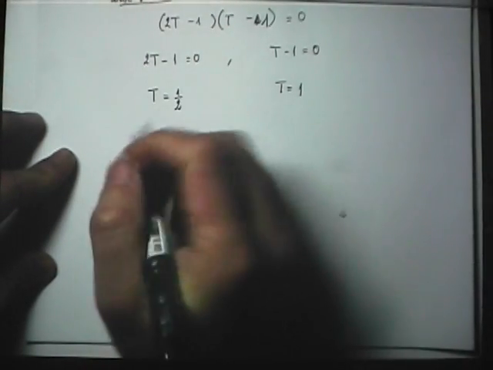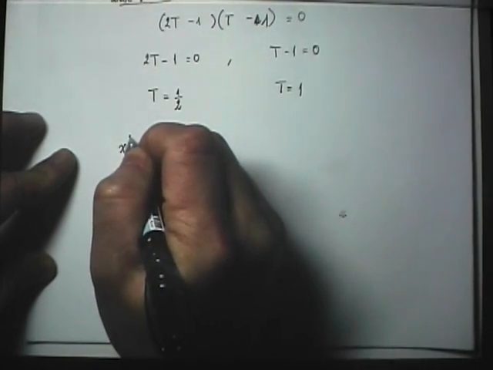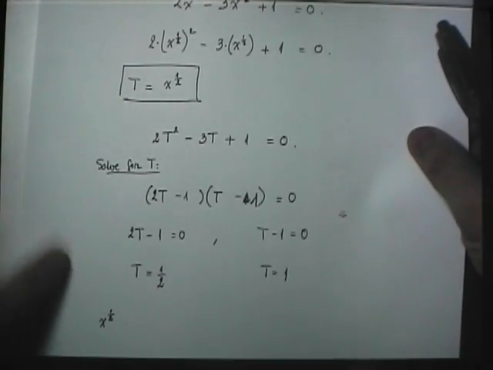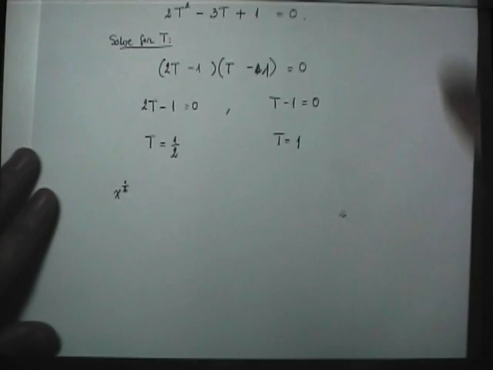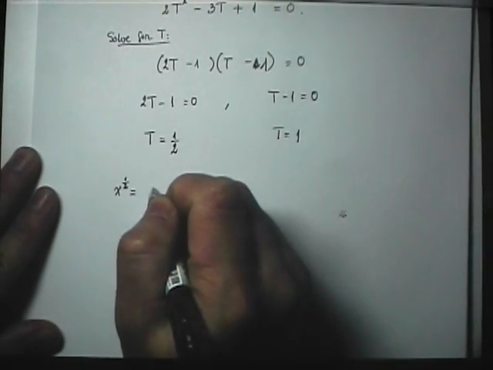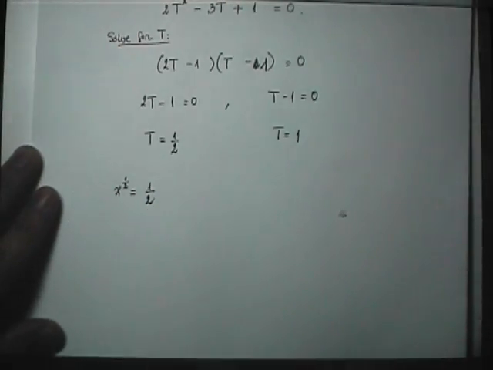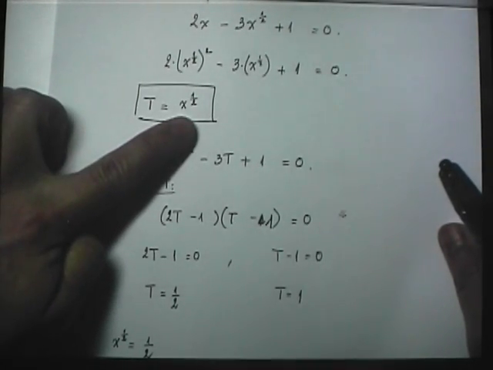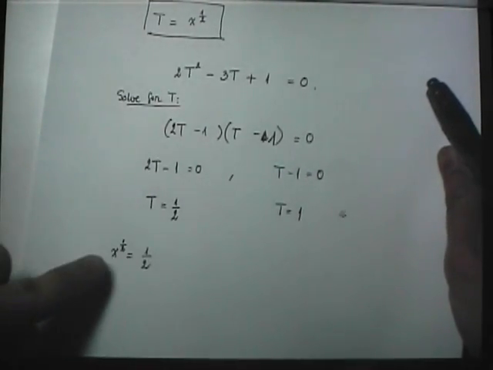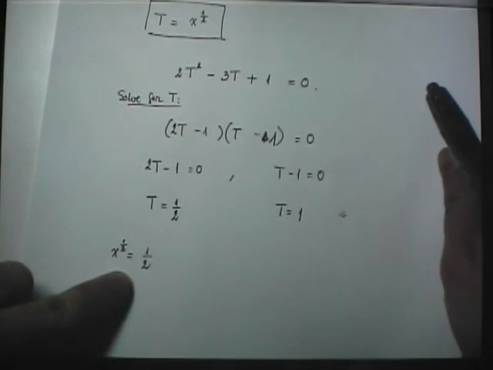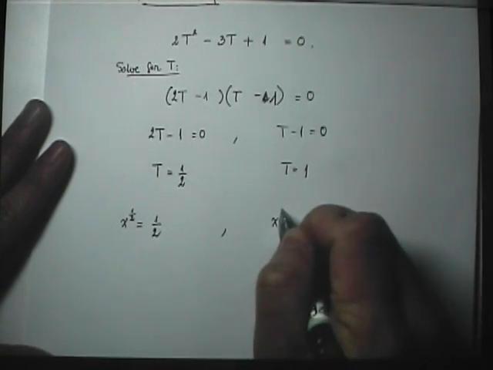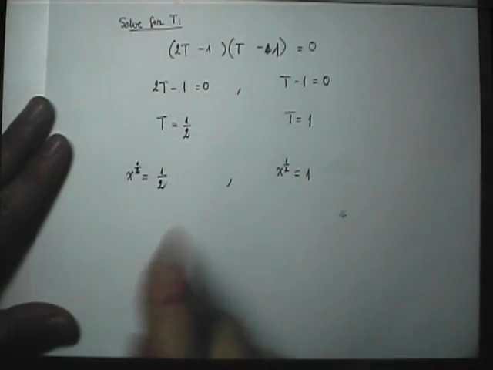So what I'm seeing here is x to the 1/2 equals t. That was the substitution point. But t equals 1/2. So that means on one hand, x to the 1/2 equals 1/2 again. So we can solve. On one hand t equals x to the 1/2. On the other hand, t equals 1/2. So that implies x to the 1/2 equals 1/2. And then I can also tell you, based on the substitution point, that x to the 1/2 equals 1. So now with these equations here, I'm ready to solve for x.